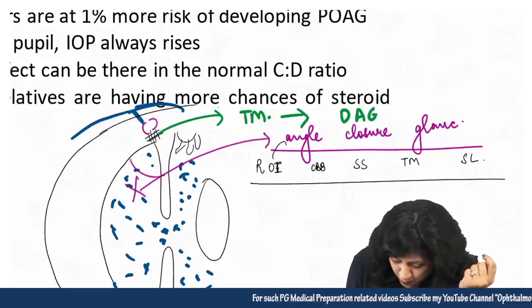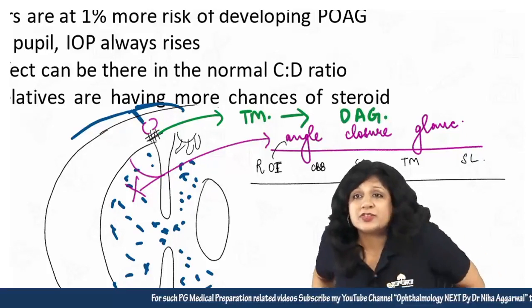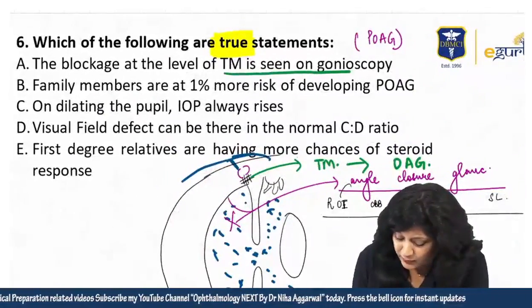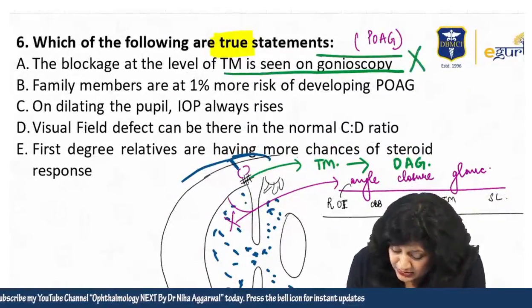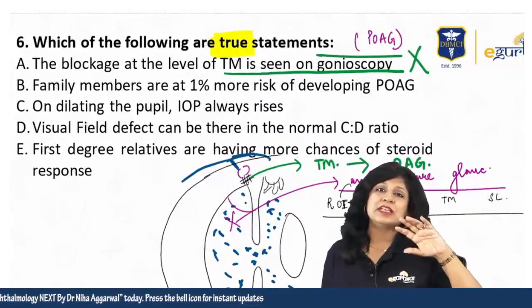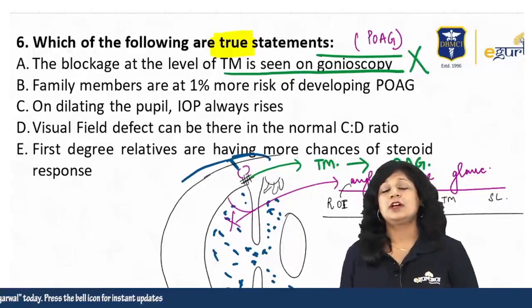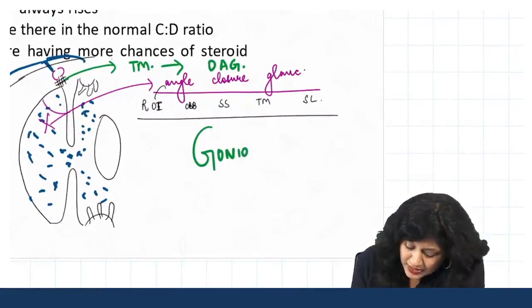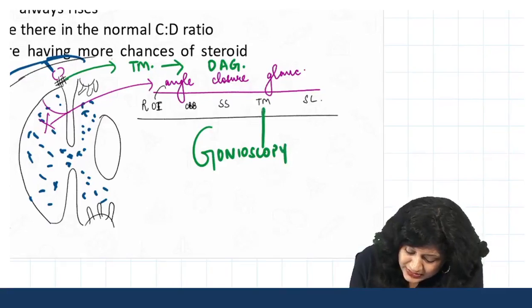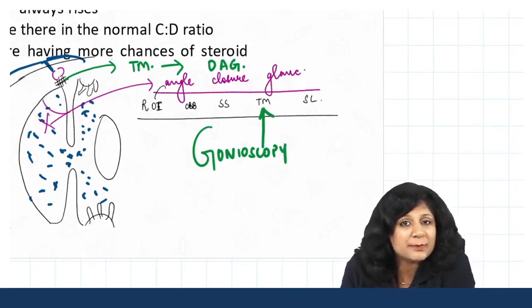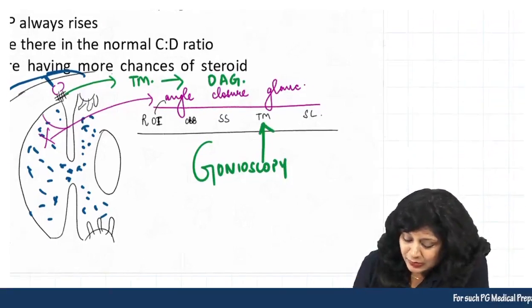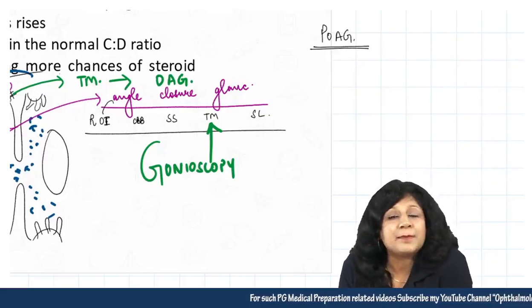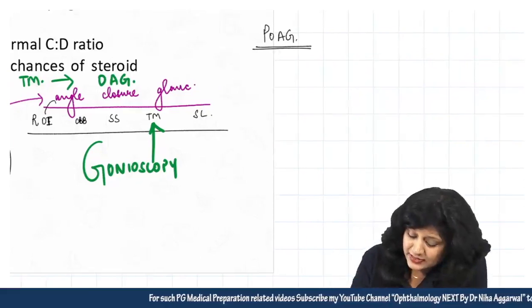Yes. Now this is a tricky question, because they are saying that you are able to see this trabecular meshwork blockade on gonioscopy. So this is wrong. You are not able to see the blockade at the level of trabecular meshwork in the gonioscopy. What you are seeing on the gonioscopy is that I am able to see the trabecular meshwork, but I am not able to see the block. Moreover, if I talk about the primary open angle glaucoma, okay, now when I am seeing the block, that block is actually seen due to the secondary open angle glaucoma.